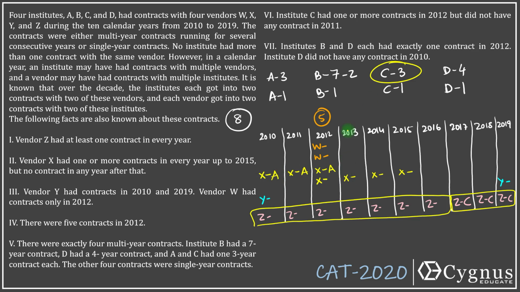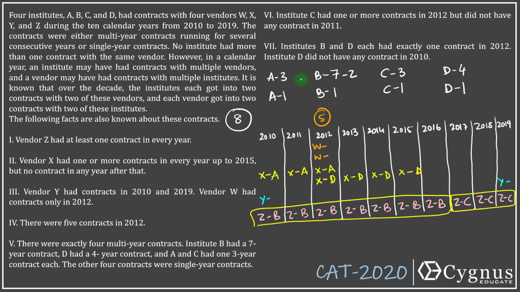We already know that the 4-year contract was with D. So therefore, this must be XD. And the 7-year contract was with B. So this must be ZB.